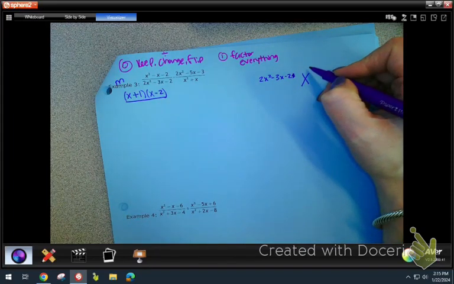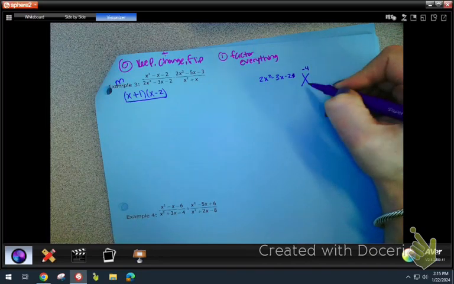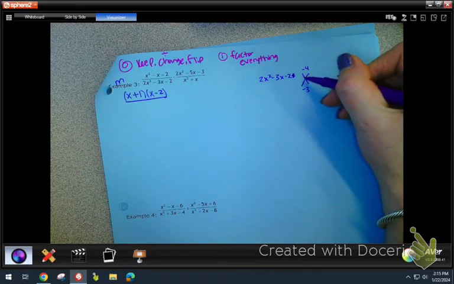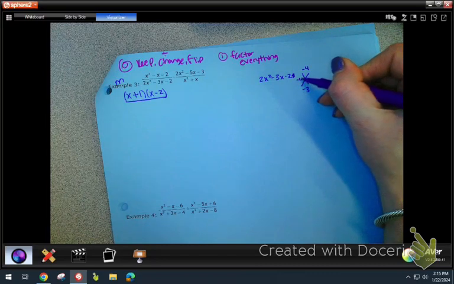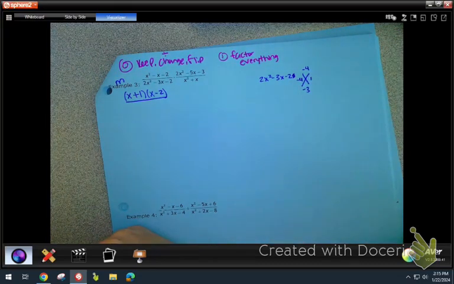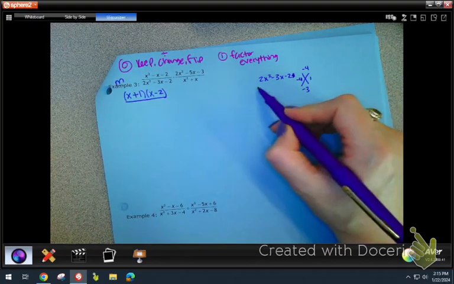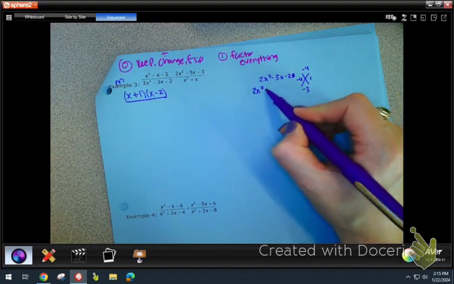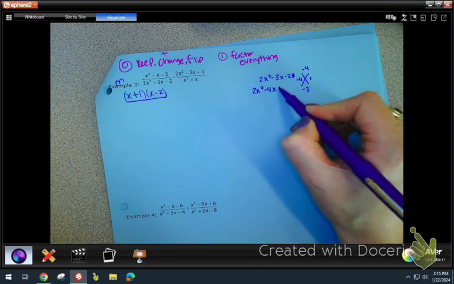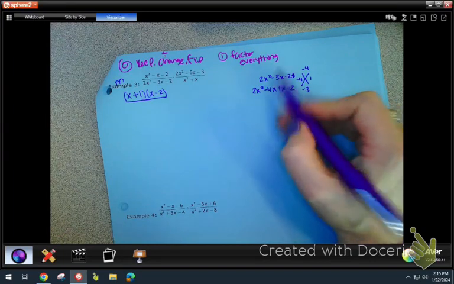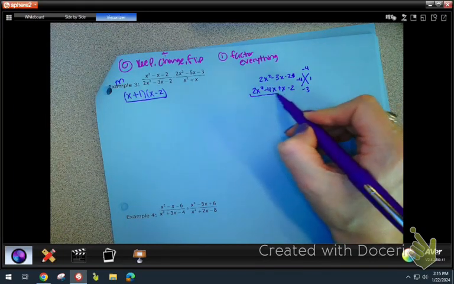I'm going to do this one with you. What goes at the top of my number puzzle? What goes at the bottom? Negative 3. What are the two numbers here? Negative 4 and 1. Because the top is 2 times negative 2. So 2x squared minus 4x plus 1x minus 2. Okay, so we have to group this because it's not easy factoring.